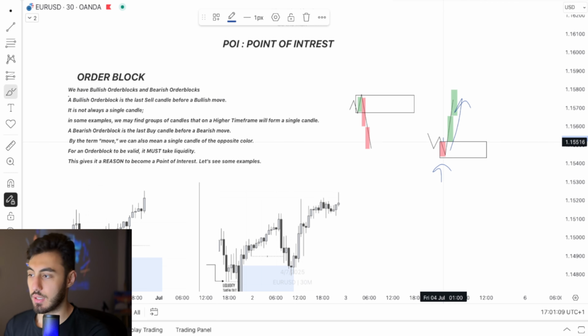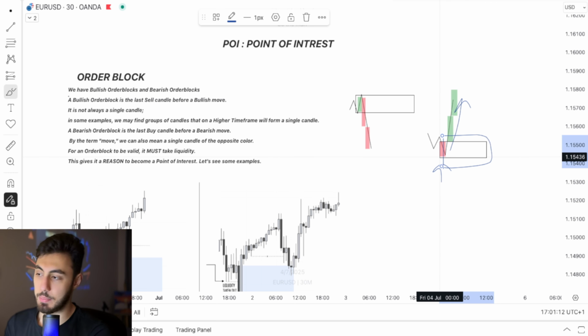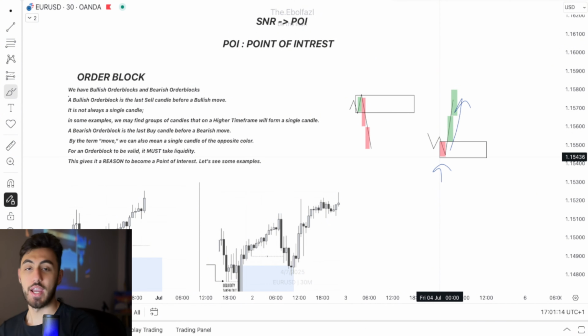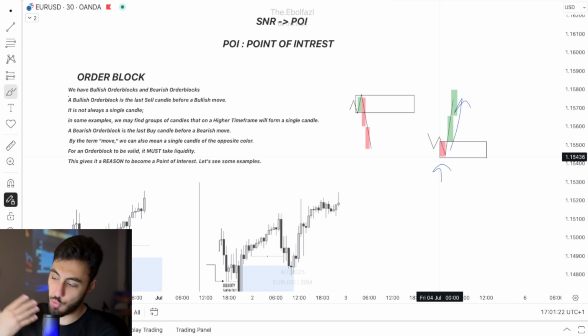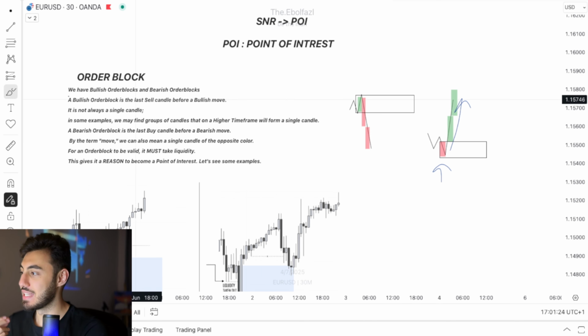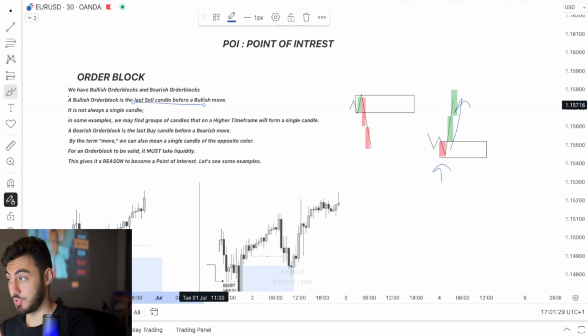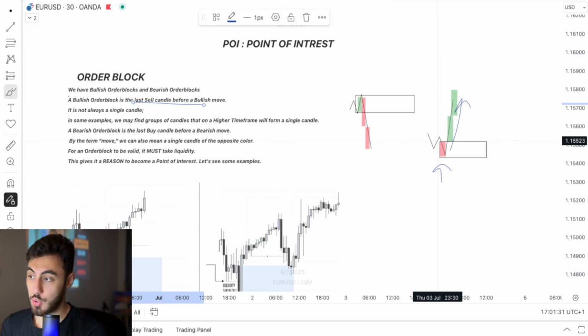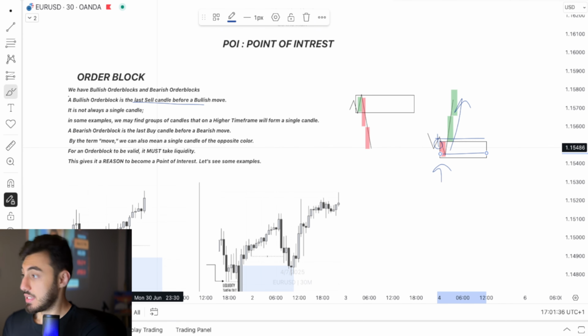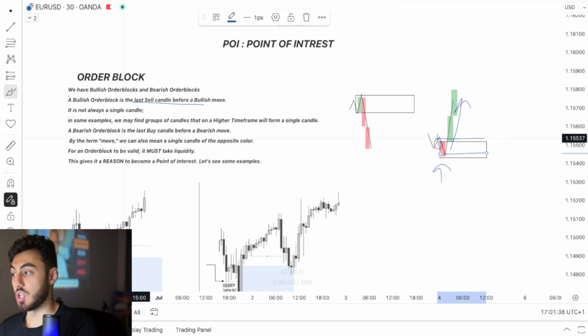You can take the wick, you can take the whole candle, or you can take just the body. It's depending on you, but this is the way that I identify the order block. I can say this is one of the best ways to identify it. It's easy because the only thing you should remember about the bullish order block is the last sell candle before the bullish move. And it's not always a single candle. Just pay attention: sometimes you're going to see two small bearish candles here, so you can take both. In some examples, we may find a group of candles that on a higher time frame will form one single candle. We can remember this as the fractal nature of the market.